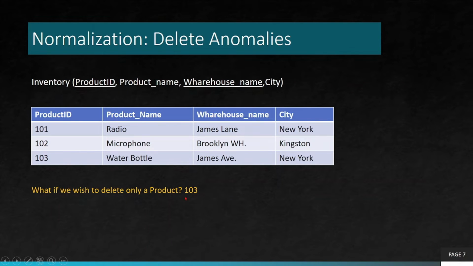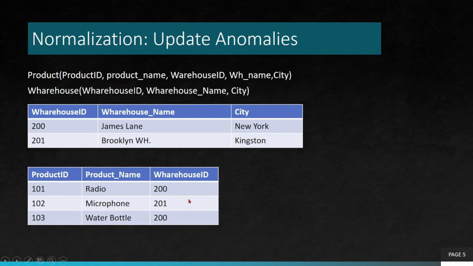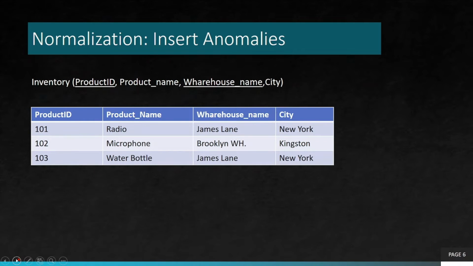So the solution here would be to have your tables normalized. So you have your product table and your warehouse table. So if we go back to the previous slide, in this case where the warehouse ID is a foreign key, you could add a product, but you do not have to specify a warehouse ID because remember, your foreign key can be null. So let's go on to the next lectures.